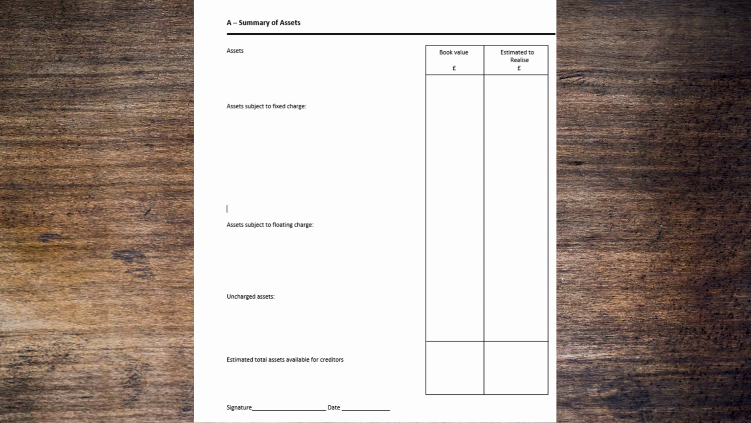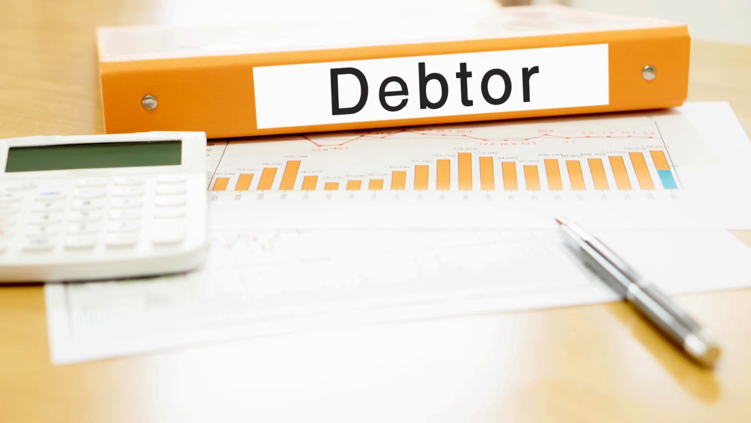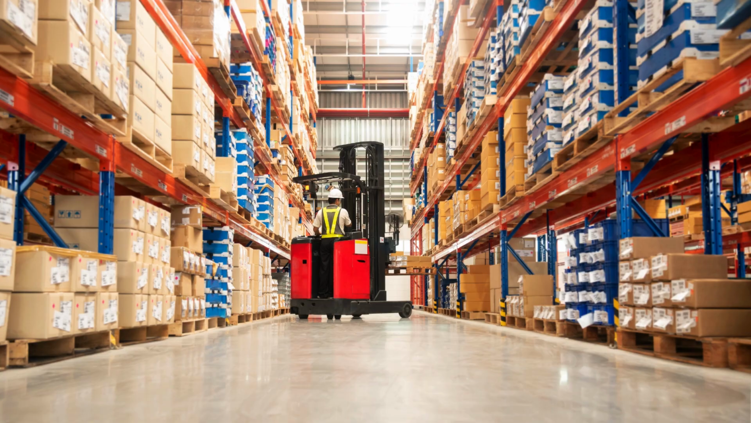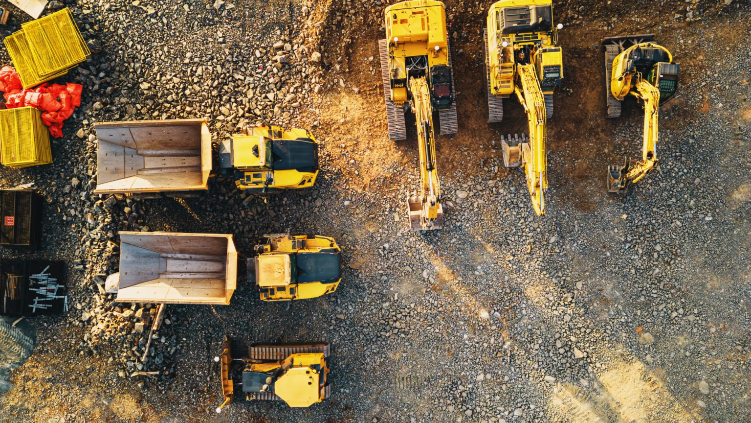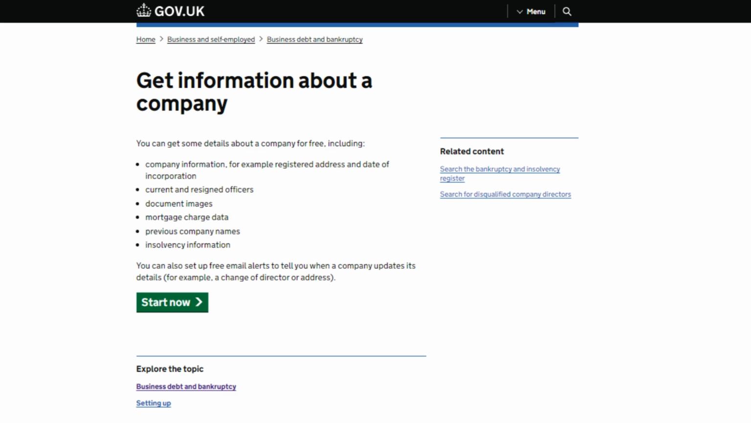Then you'll see the next row down, we've got assets subject to floating charge. Floating charge is also known as a debenture, and these are assets that don't crystallise until an insolvency event takes place, and therefore the floating charge holder, that is normally a bank, doesn't actually have control over those assets. Examples of floating charge assets might be things like debtors, those that aren't covered by a factoring agreement, cash, stock, plant and machinery, etc. An easy way to tell whether a company's got fixed or floating charges is to have a look at the record filed at Companies House.